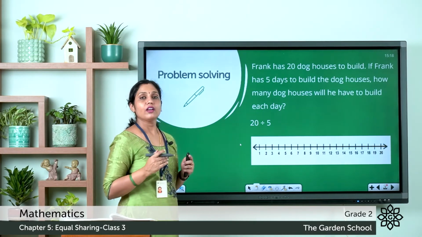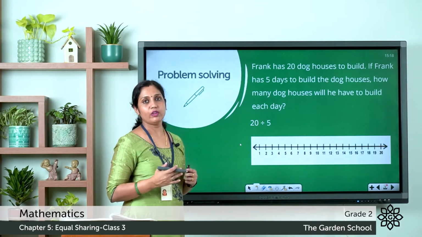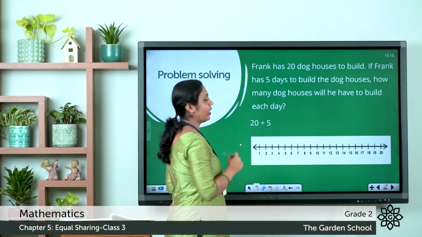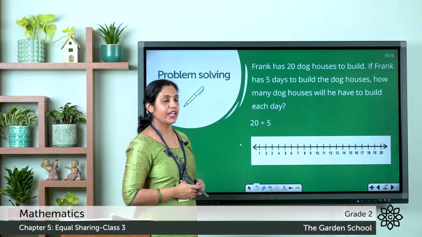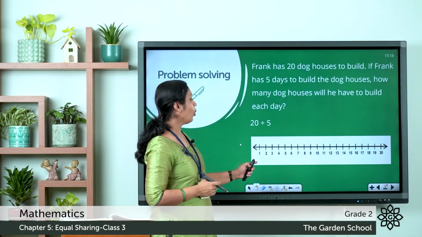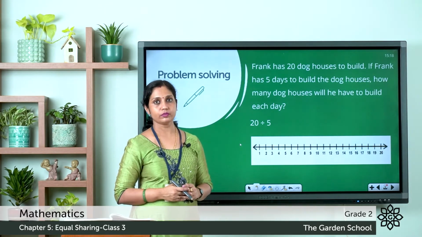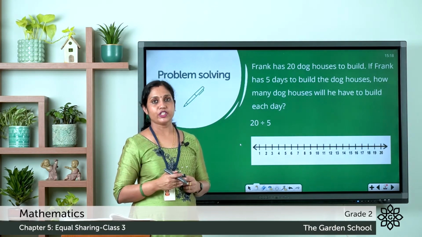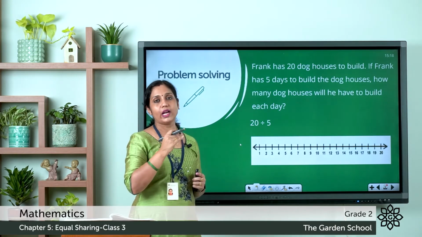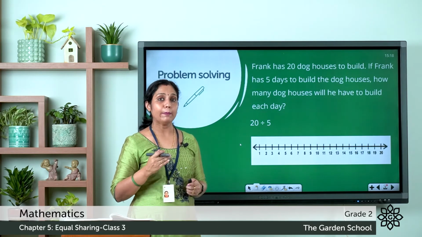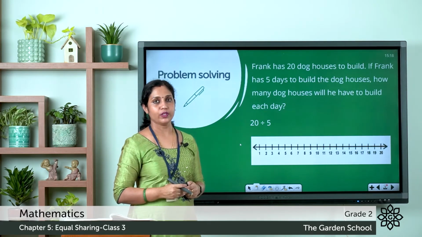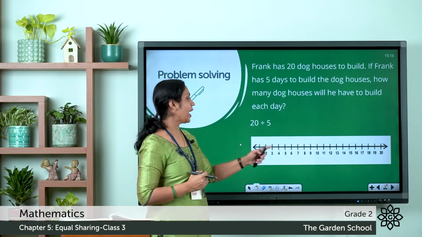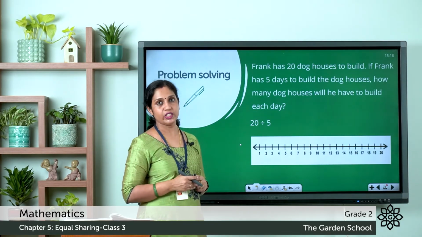Now let's check using a number line. How can we do this? So we have 20 divided by 5. You can see a number line here. It has numbers from 1 to 20. Now for drawing on a number line, that is in the repeated subtraction method, we have to go backward. Why are we going backward? Because it is subtraction. So we have to start from the number 20 as we have the dividend 20.